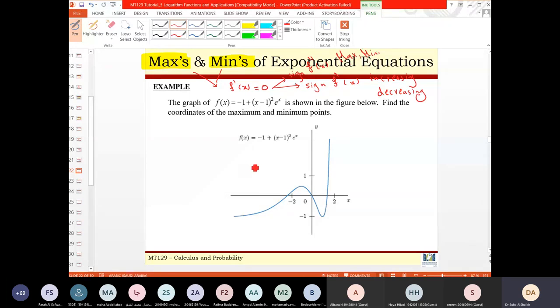So the question is, the graph of this function that you can see in this figure, they draw it already for you. Find me the coordinate of the maximum and the minimum point. And if I want to find maximum minimum point, I have to find the derivative. I have to let the derivative equal to 0 and solve it.